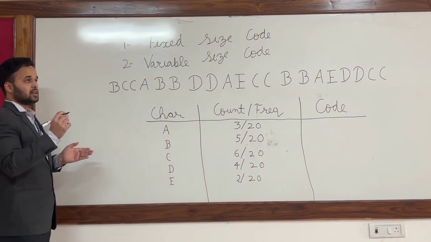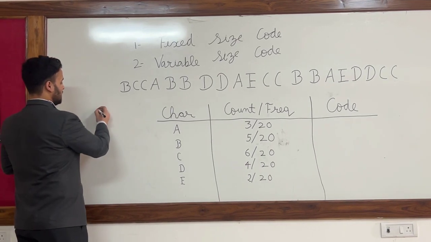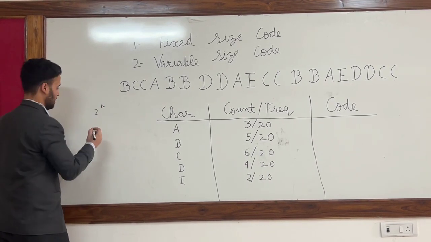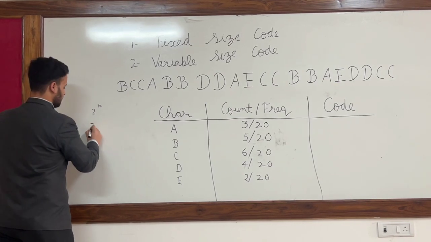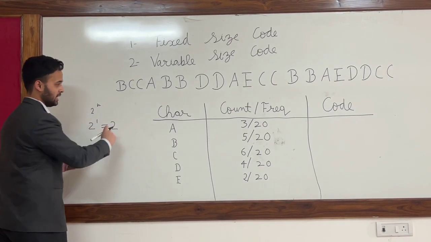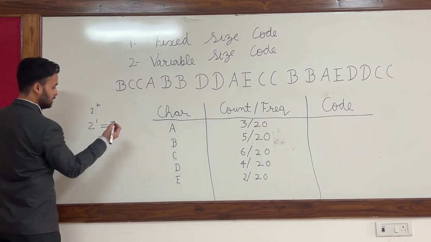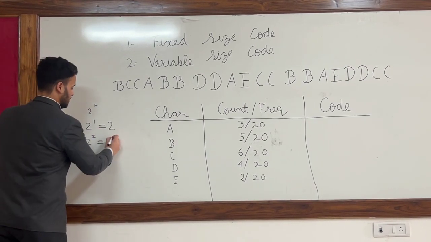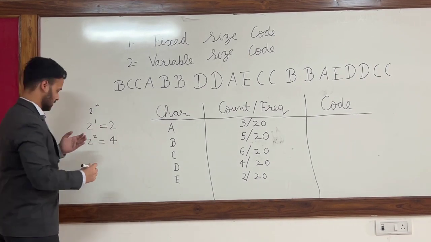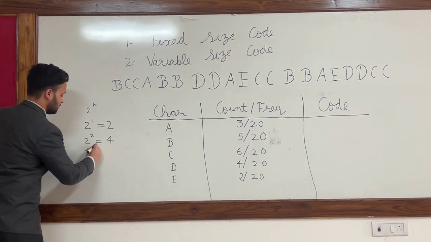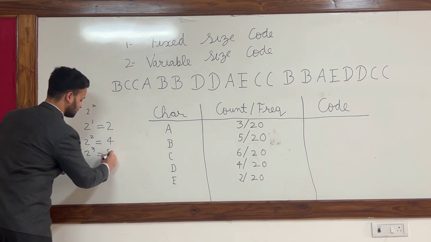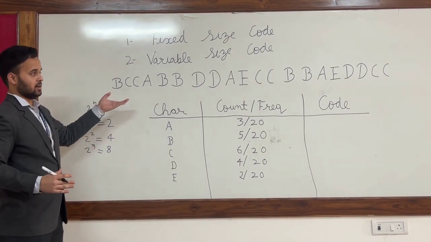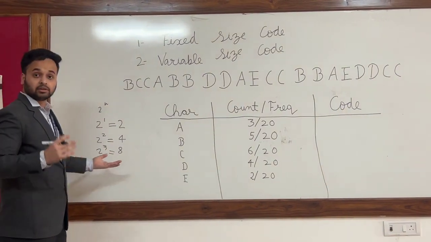To represent characters, we usually use 2 to the power n bits. With 2 to the power n, when n is equal to 1, we can represent 2 characters. We have 5 characters, so we try 2 to the power 2, with which we can represent 4 characters, but we have 5 characters. We will go one more step. With 2 to the power 3, we can represent 8 characters, and we can easily accommodate all our 5 characters using 3 bits.